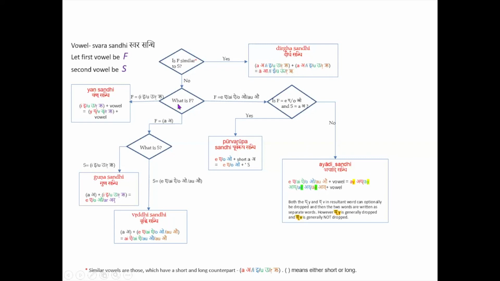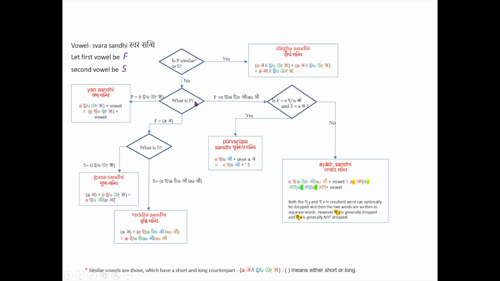If F is not similar to S, that means the first vowel is not similar to the second vowel, then we have to see what the first vowel is. There are three possibilities. First vowel is Akara, or first vowel is Ikara, Ukara, or Rukara, or first vowel is the remaining ones, that is E, Ai, O, Au. If it is Ikara, Ukara, Rukara, it becomes Yan Sandhi. They correspondingly change to Yakara, Vakara, Rakara.